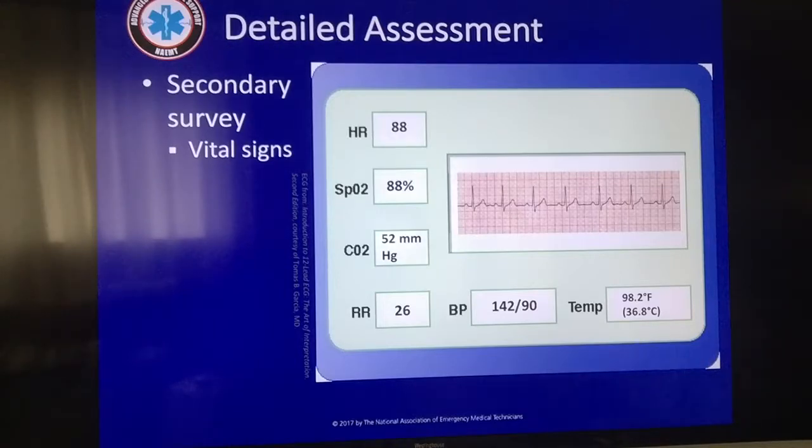As we're starting to learn how to do this, we want to grasp and understand that history of the present illness is probably the first thing that we want to do, SAMPLE history being second, and getting a detailed assessment in our secondary. We want to give these assignments away.